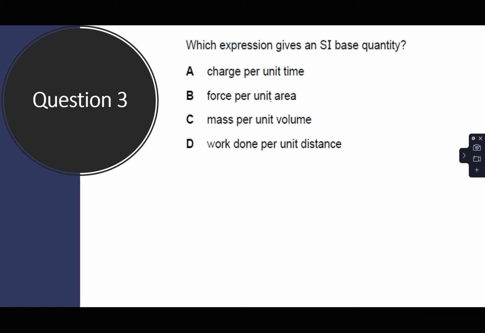B is force per unit area. C is mass per unit volume. And D is work done per unit distance. So they are saying which expression gives an SI base quantity. So this one is charge per unit time. Time is of course a base quantity, but how about charge?